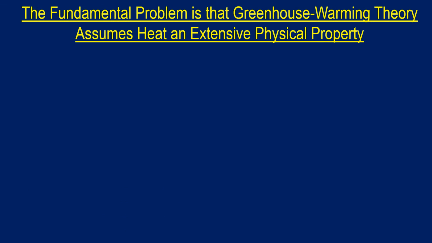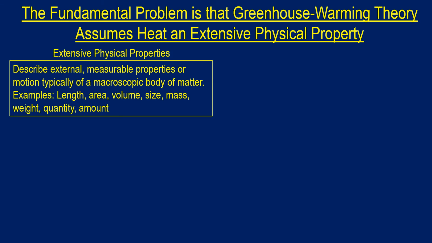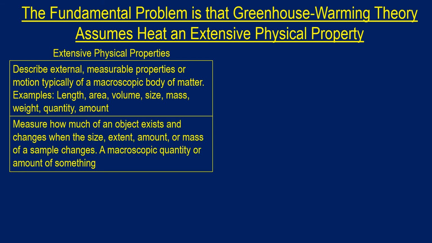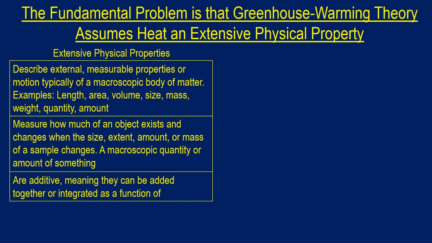To understand the fundamental problem with greenhouse warming theory, we need to look at the difference between physical properties that are either extensive or intensive. Extensive physical properties describe external measurable properties or motion, typically of a macroscopic body of matter. Examples are length, area, volume, size, mass, weight, quantity, or amount. Extensive physical properties measure how much of an object exists and change when the size, extent, amount, or mass of a sample changes. Extensive physical properties are a macroscopic quantity or amount of something.